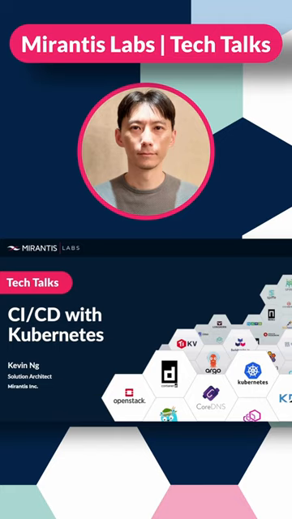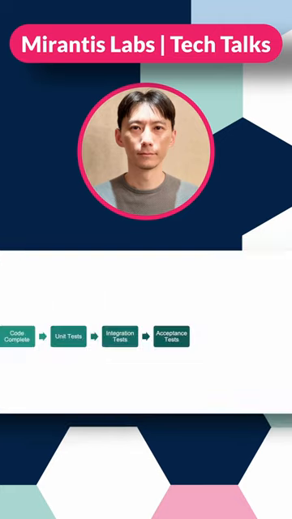This week, we will be talking about CI/CD with Kubernetes. Now, continuous integration is the practice of merging all developers' work into a shared mainline through an automated build with the intention of detecting integration errors as quickly as possible.